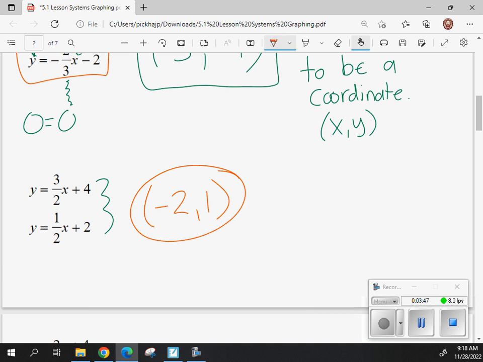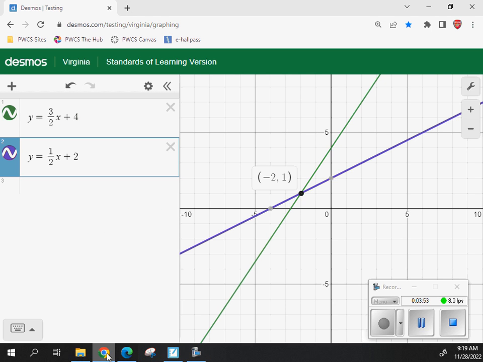So I didn't have to do really any solving. I just need to be able to graph these 2 lines. I need to be able to locate where they intersect. And then I need to know that that coordinate -2, 1, that is the solution to my system of equations.